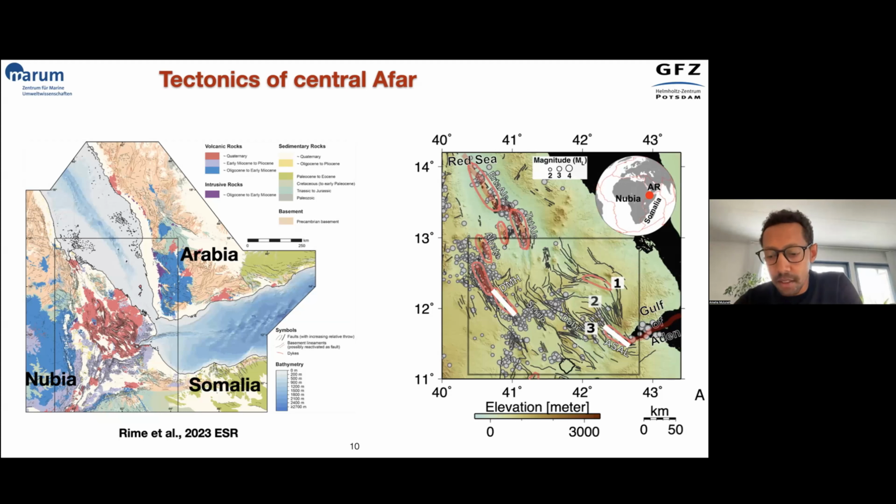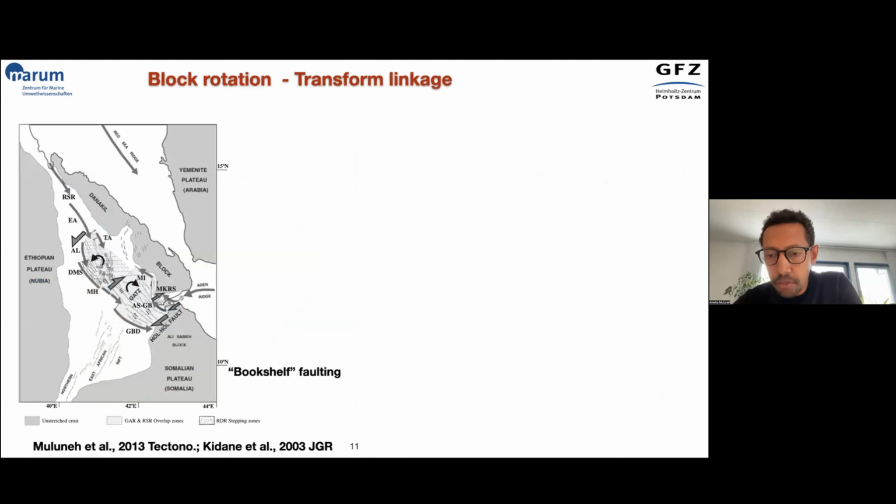The first one is that the two rifts are propagating. This is the Red Sea Rift, which is propagating into the central Afar, and this is the Gulf of Aden. So our interest is to see how the two rifts link.